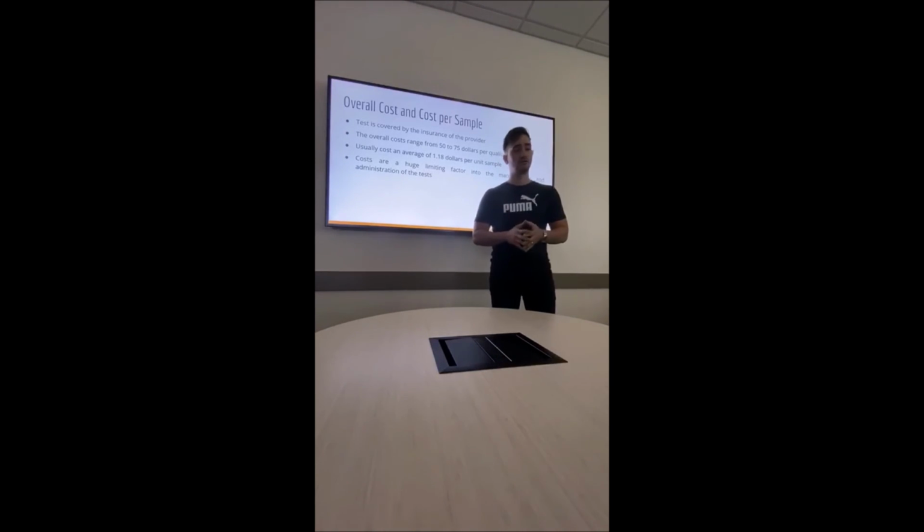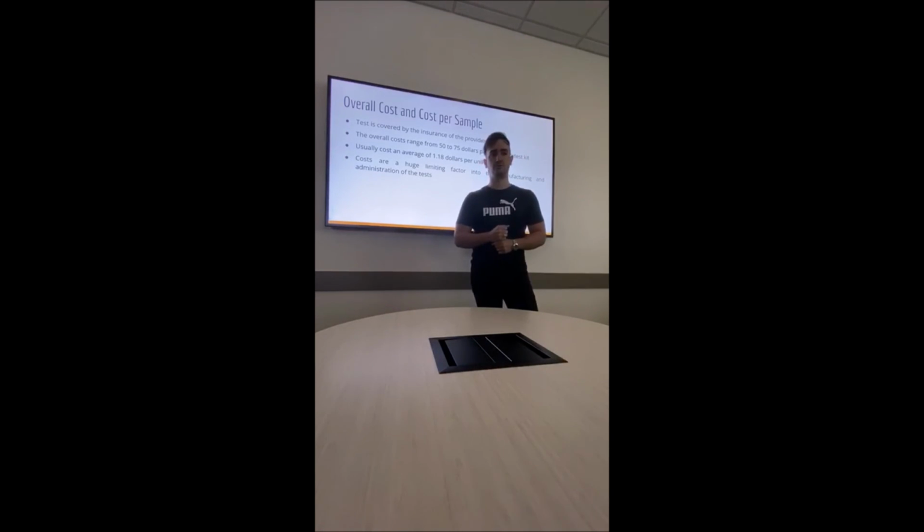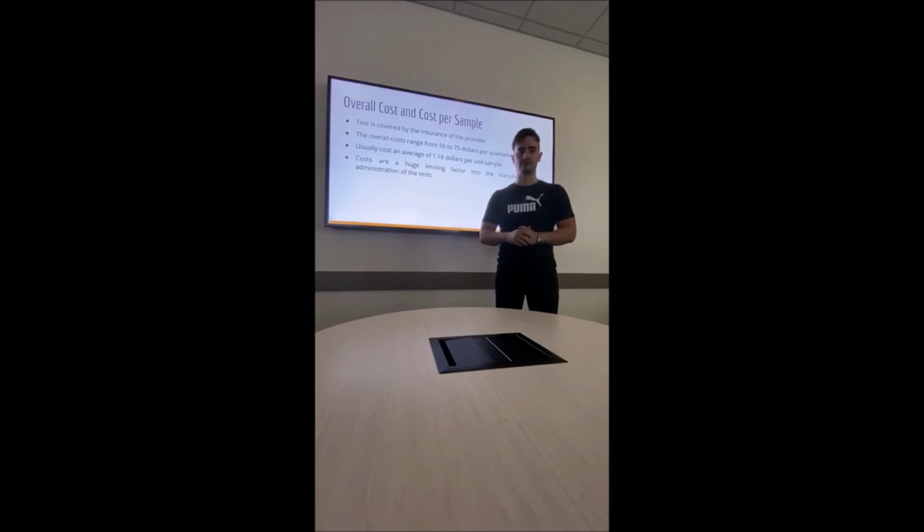In relation to the overall cost per sample, companies such as Cortez Diagnostic and Fisher Scientific sell CRP agglutination tests. These tests are typically covered by the insurance of the provider and are done with regular blood work. The overall cost would range around $50 to $75 per qualitative test, and companies sell kits ranging at different units. Usually, a unit sample has an average cost of $1.18. Cost is a huge limiting factor in the manufacturing and administration of the test.